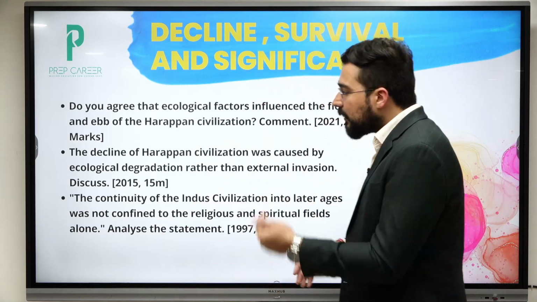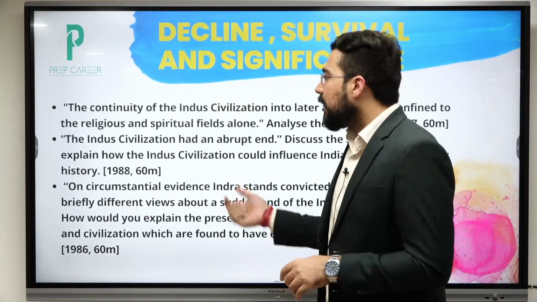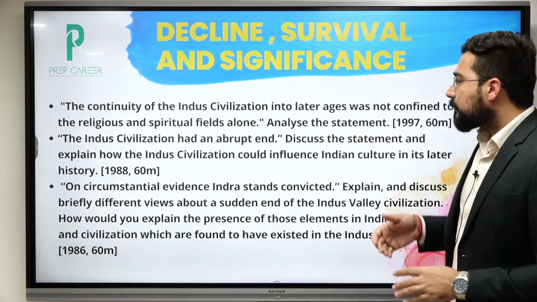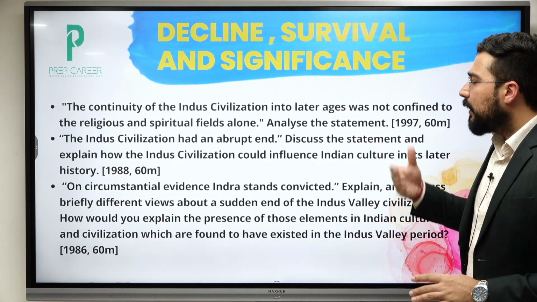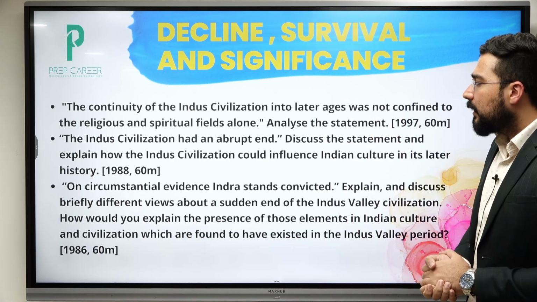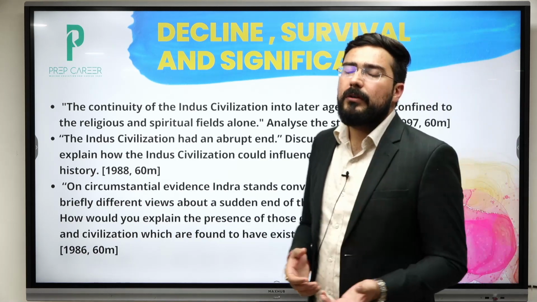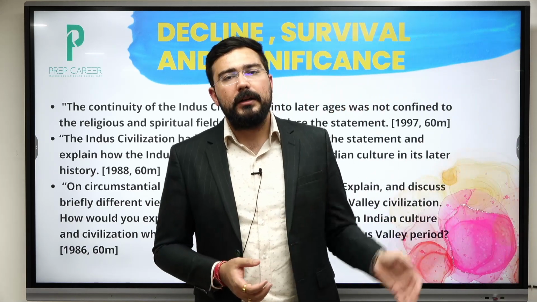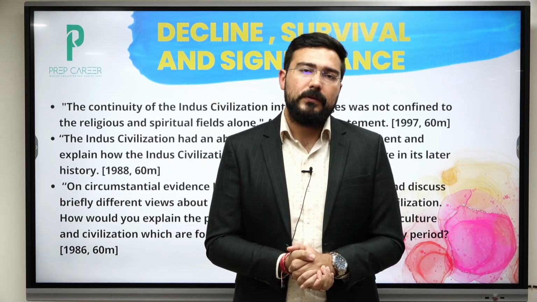That's why UPSC has asked this question many times. Even in general studies in 2015, they asked the same kind of question. Okay. And next we can see the same question got उसी को repeat हुआ. Then one question comes on circumstantial evidence. Indra stands convicted. Okay, so this is what the theory is of the Aryan decline. Okay, how Aryans were responsible for decline of Indus Valley civilization. So उसमें क्या है?